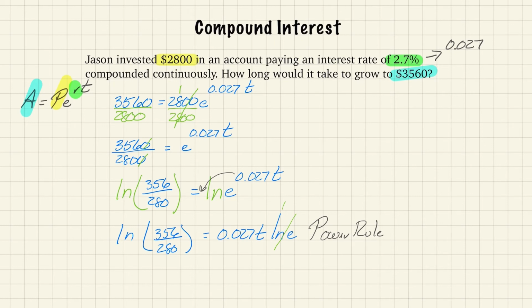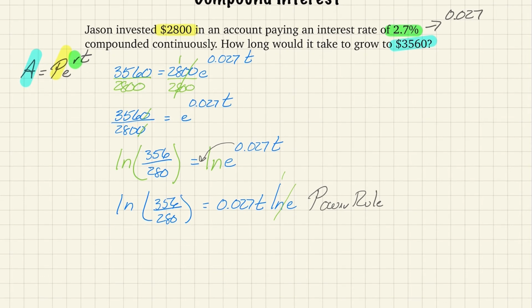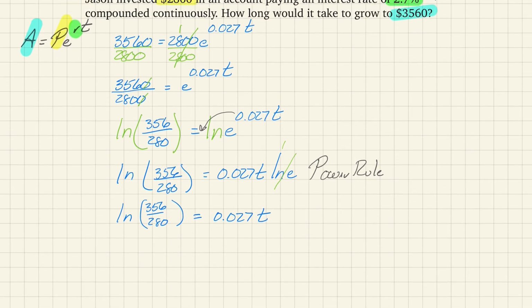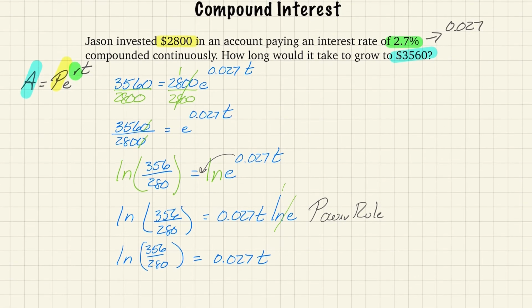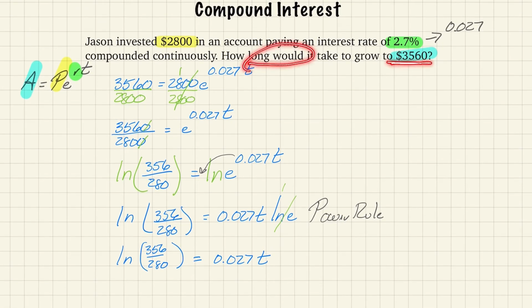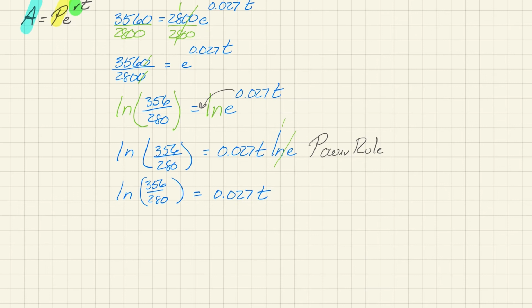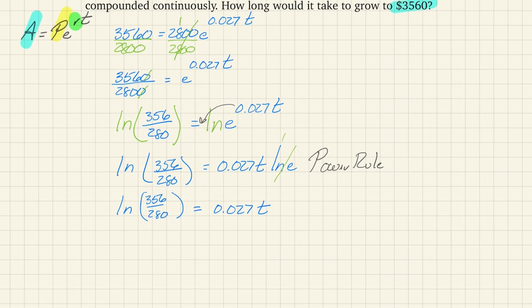So now what we have here is the natural log of 356 over 280 is equal to 0.027t. But my problem is asking how long it would take to grow. I want t years. I want one whole t. I don't want some fraction part of t. See, right now I have 27 thousandths of a t, and I don't want that. I want one whole t.